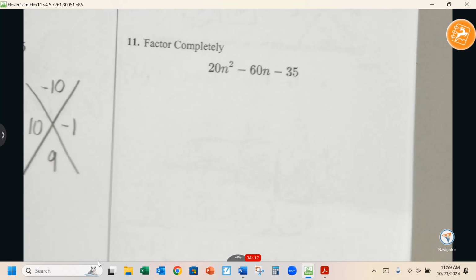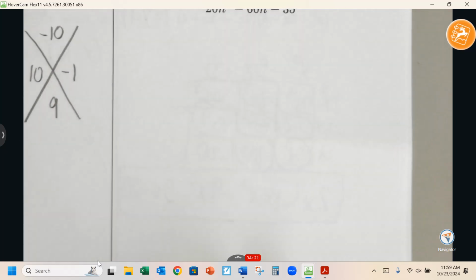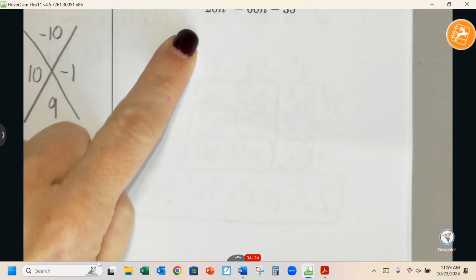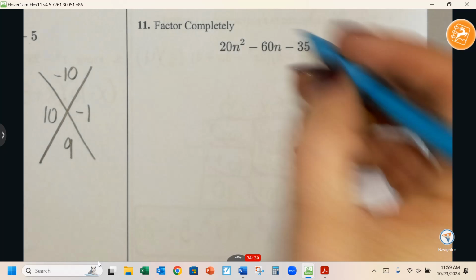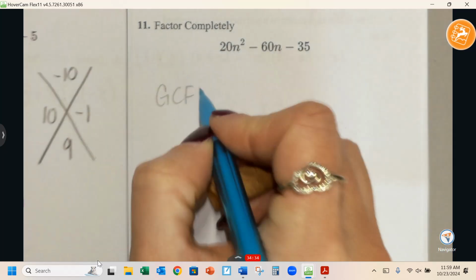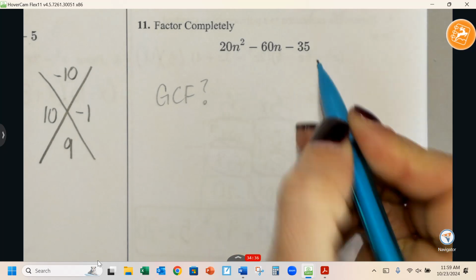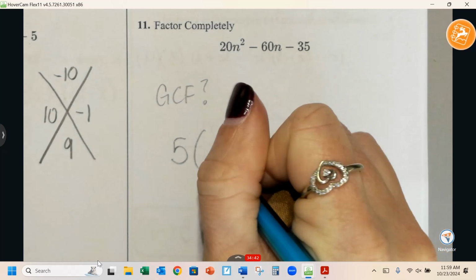Okay, number 11. We have not had to do this step yet, but we need to remember to do it. Is it in standard form? It is. Who remembers what step 2 is? Right, does it have a GCF? So we haven't had to do that yet, so I wanted to remind us of that. What would be the greatest common factor of these 3 terms? 5. Thank you so much. So go ahead and write that out there.